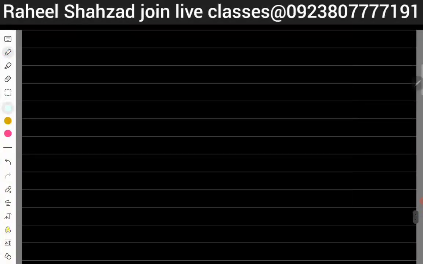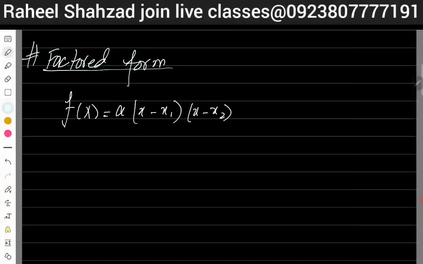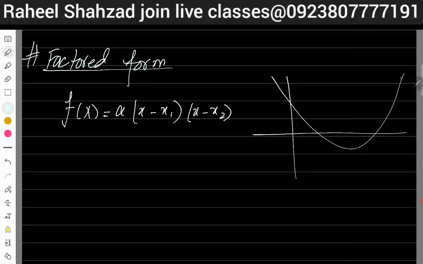Third one is, if we have a quadratic expression or equation given in factored form. If it is given in factored form, f of x is equal to a (x minus x1)(x minus x2). So this basically means that if you have this situation, this is your x1 and this is your x2.